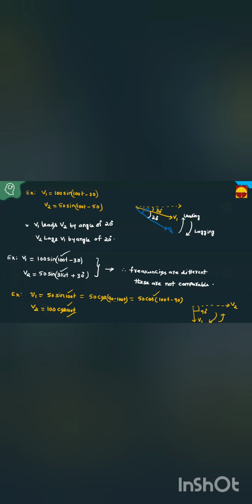Correct? V1 lags V2 by an angle of 90 degrees. Or V2 leads V1 by an angle of 90 degrees.